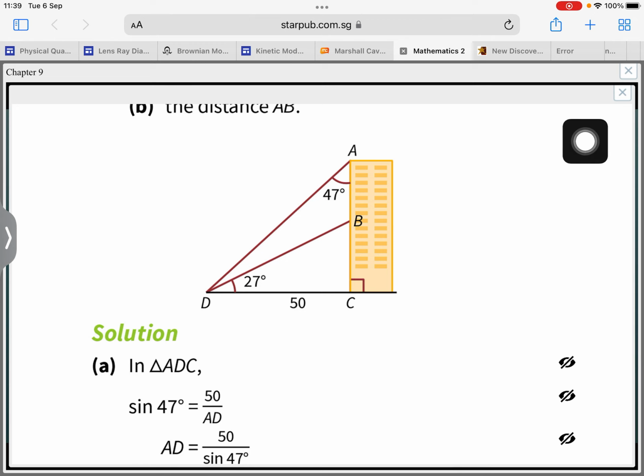So the steps might not be so straightforward. First, find AC. AC is in this triangle, ACD, the big triangle. I know this side, and I want to find this side. Based on the angle 47, this is opposite and this is adjacent. If I'm linking opposite and adjacent, it will be tangent, cause TOA. So tangent 47 degrees will be equal to 50 over AC. That's the first step.